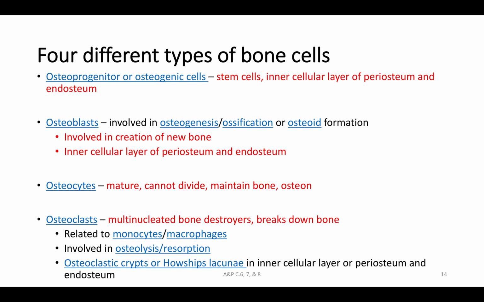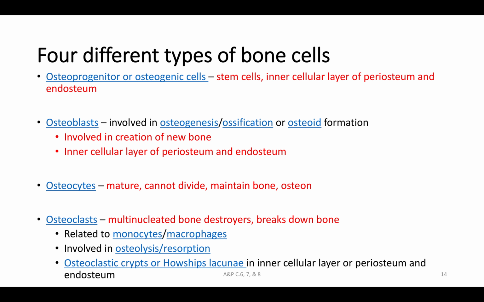The bone cells, it's really important that you're able to differentiate between the different types of bone cells. Osteoprogenitor cells or osteogenic cells are your stem cells that we find in the inner layers of the periosteum and the endosteum. Those stem cells are going to help create osteoblasts. And osteoblasts are creating new bone. They're the ones that are making new bone matrix.